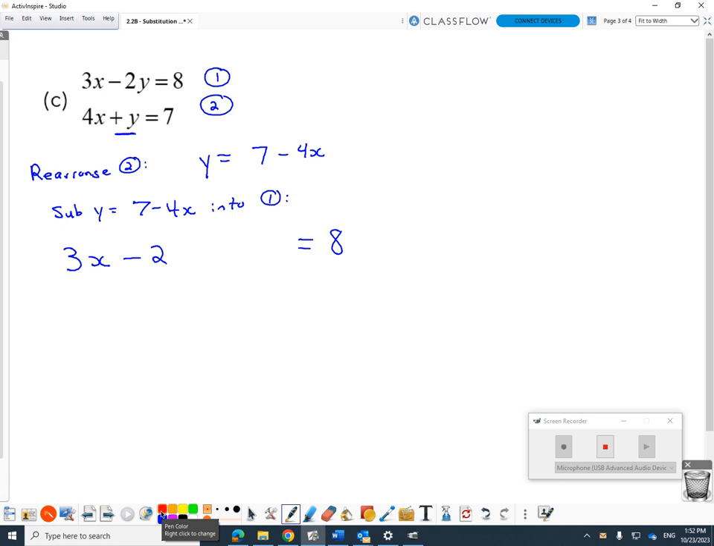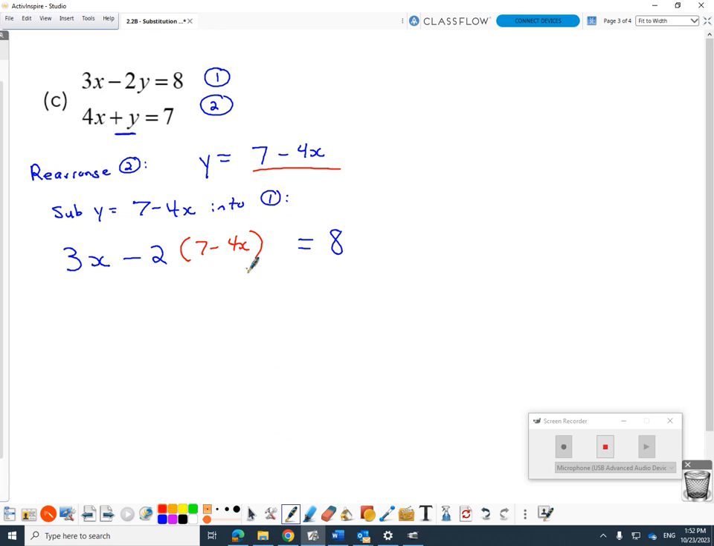Catherine, what did I miss? I missed the y on purpose. I said, I'm not going to write down y. I'm going to write down what I found y equals. See, y isn't y anymore. Y is 7 minus 4x. Oh, that's an awesome algebra trick.